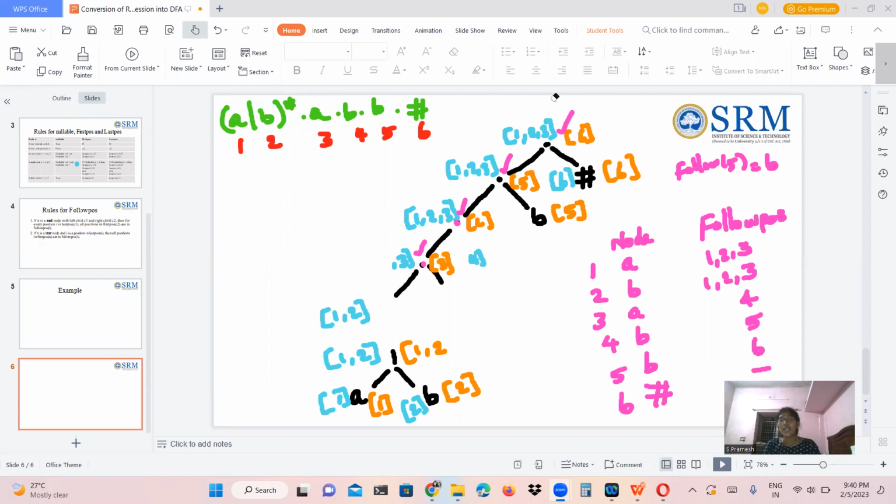So how do we start? The starting node is this root node. What is that? The first position, that is the starting node. Okay, root node, what is the symbol we are having? 1, 2, 3. That is the starting node. From that, you have to draw the diagram.